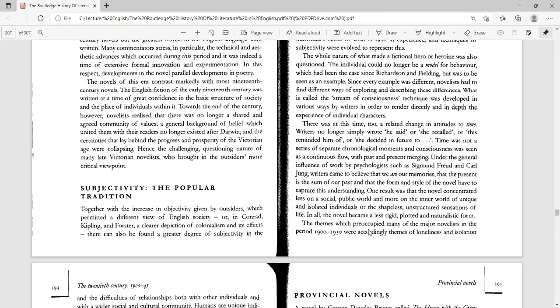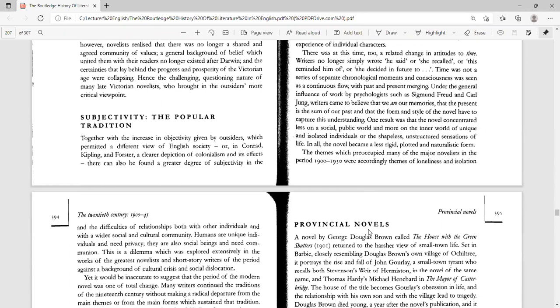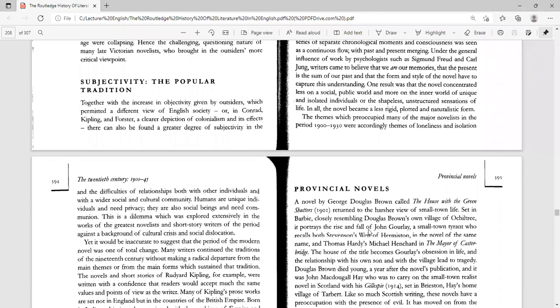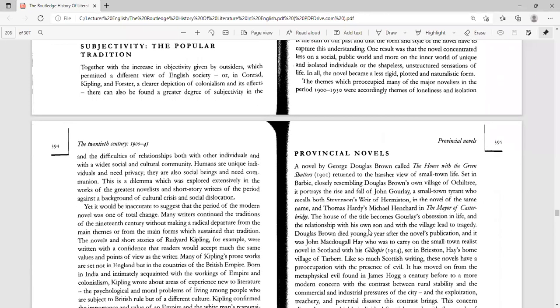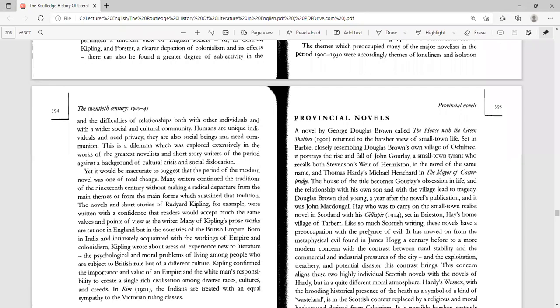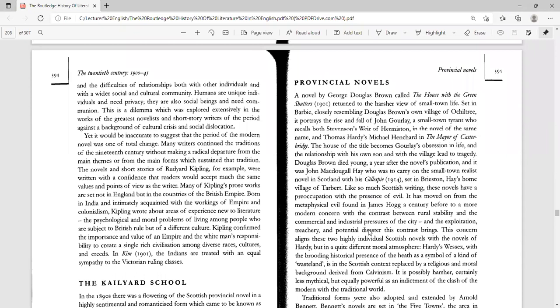The themes which preoccupied many of the major novelists in the period of 1900 to 1930 were themes of loneliness and isolation, and the difficulties of relationship with other individuals and with their social and cultural communities. So isolation, loneliness, difficulty of adjustment or being harmonious with society and other partners.